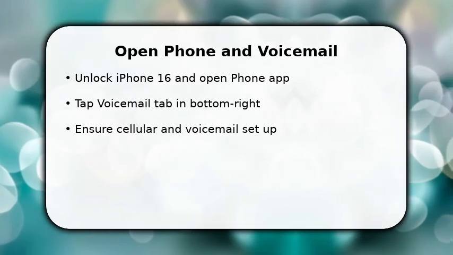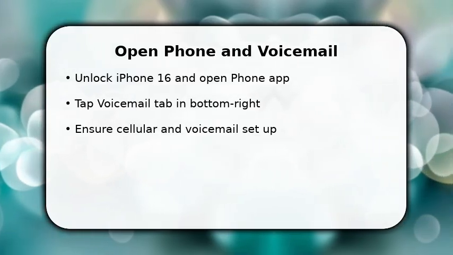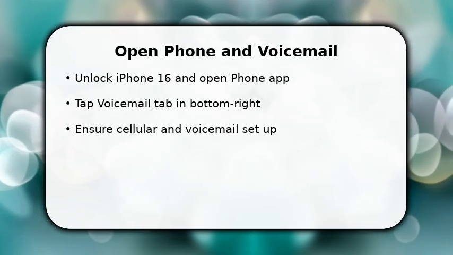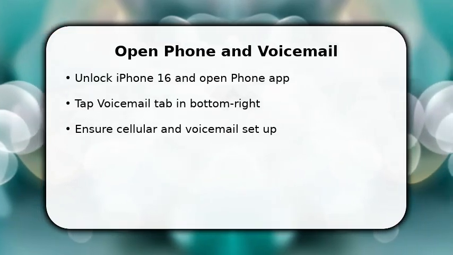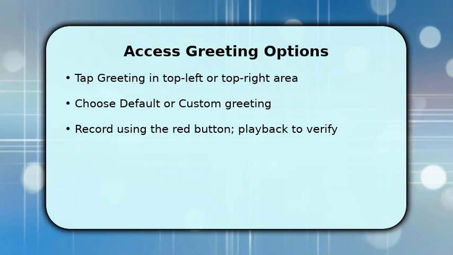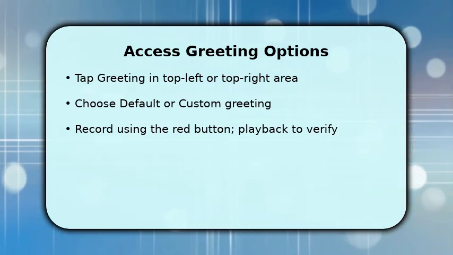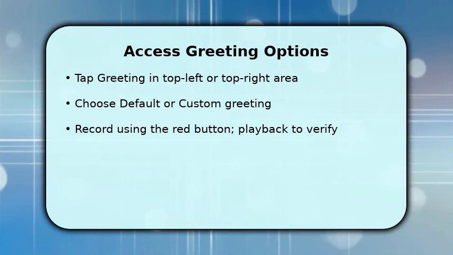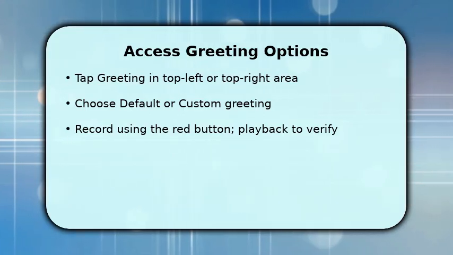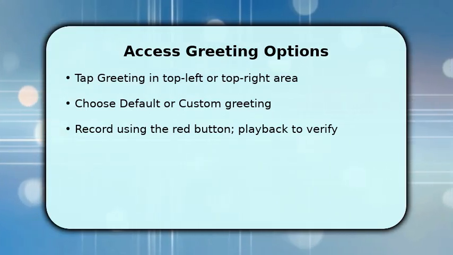This step gets you directly into the greeting options so you can record or choose a new greeting without extra navigation. Next, tap Greeting to reveal the choices. On iPhone 16, it may appear at the top of the voicemail screen. You'll see Default and Custom. Pick Custom to record your own message.